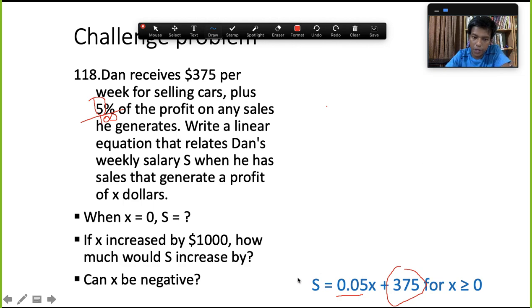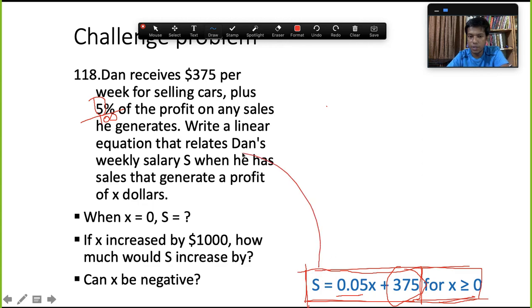So this is the equation. This is the model. This is the condition, x is greater than or equal to 0, but the model is here. Model means the equation that represents this whole situation.